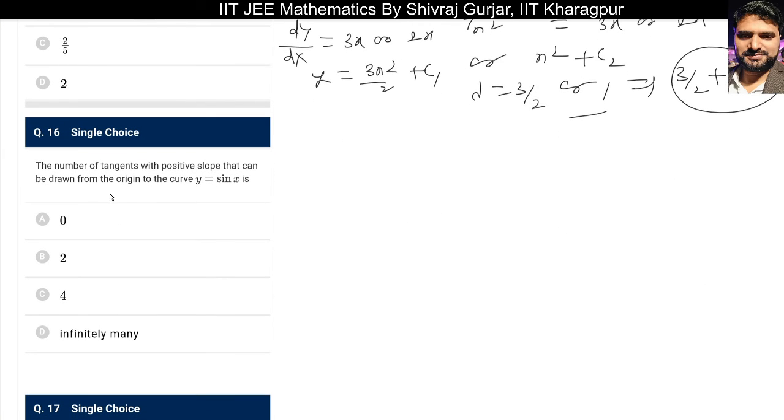So next question. The number of tangents with positive slope that can be drawn from the origin to the curve y equals to sin x. This is the curve. This is 0, 0. From here, how many tangents can be drawn on this whose slope is positive? What is the slope at this curve? That is dy by dx, that will be cos x.